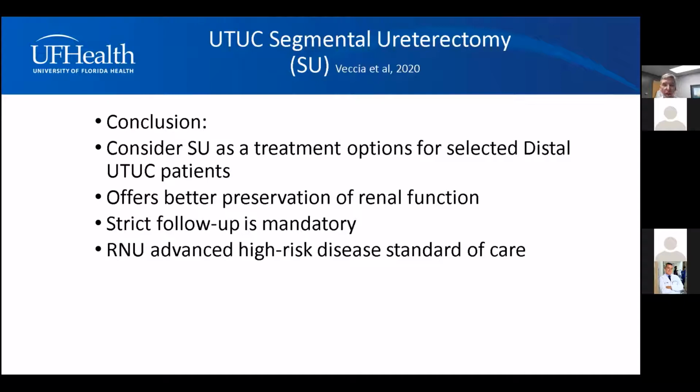So the conclusion for this study, this meta-analysis, is that you should consider segmental ureterectomy as a treatment option for selected distal UTUC patients. And this offers preservation of renal function. But of course, strict upper tract follow-up is really mandatory. But if you know someone already has advanced high-risk disease, radical nephroureterectomy and lymph node dissection is standard of care.